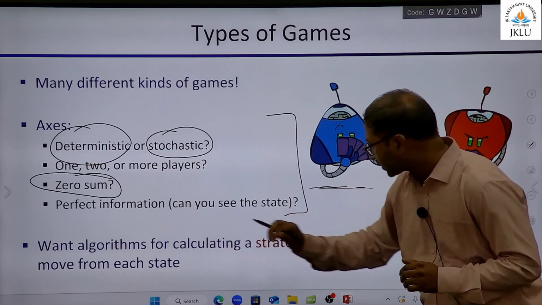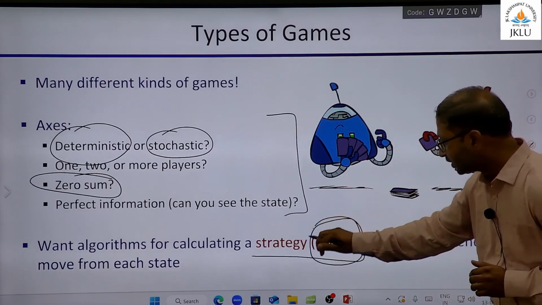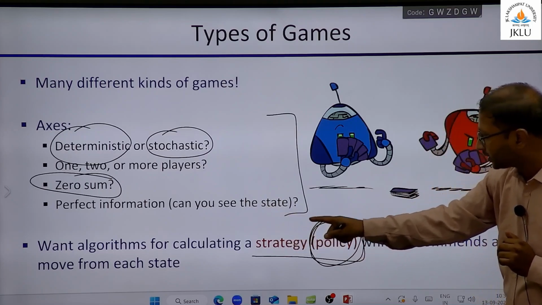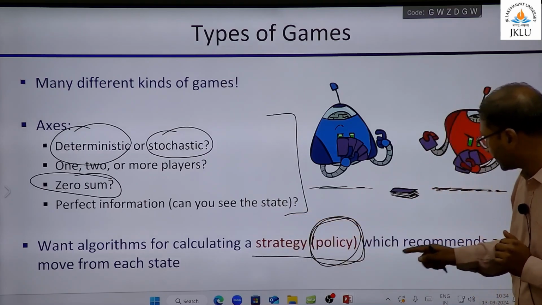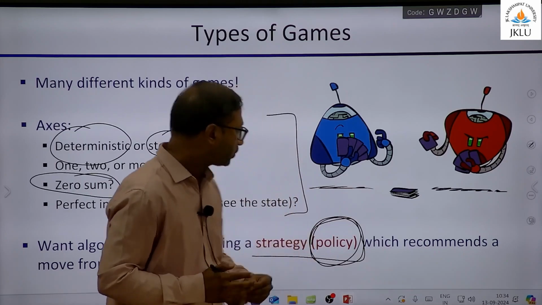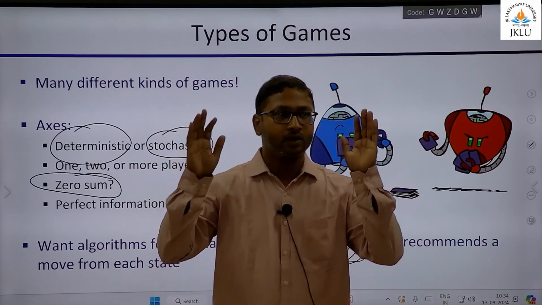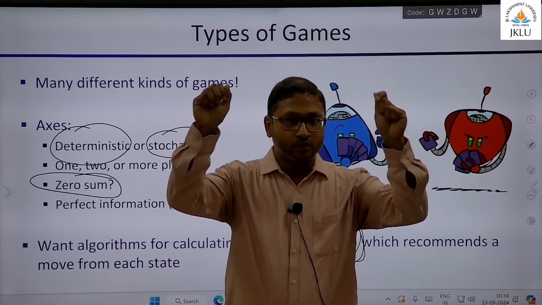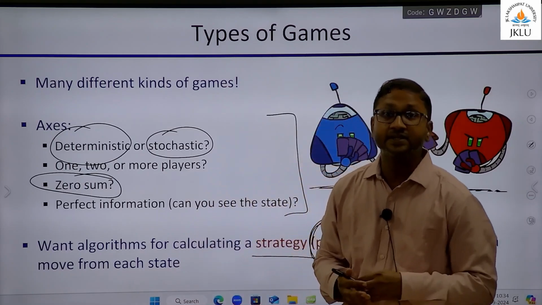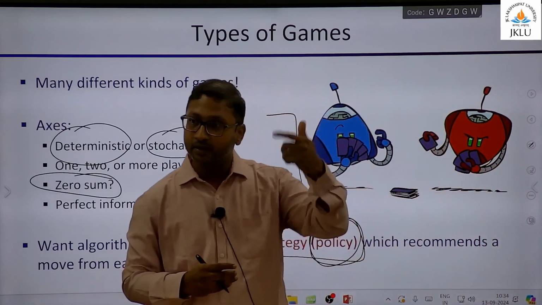We want algorithms for calculating a strategy, a policy. We have already started talking about reinforcement learning kind of terminologies here. So we want algorithms for calculating a strategy which recommends a move from each state. What are we going to talk about? Given a state, tell me what should my next state be, right? But does it depend completely on me in case of two-player game? No, it depends on my adversary too.